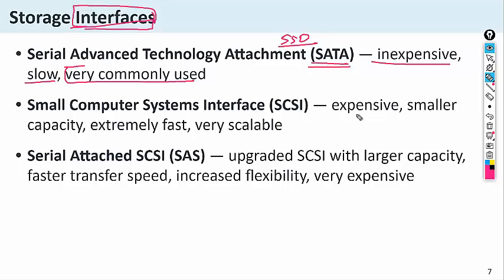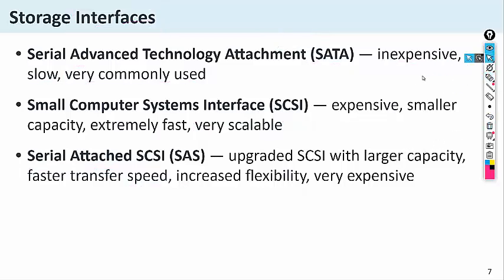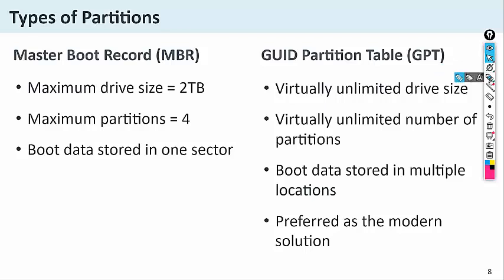Another is SCSI. It is expensive, smaller capacity, extremely fast and accessible. Generally, SCSI or iSCSI is used for providing connectivity to the data centers. Or Serial Attached SCSI, which upgrades SCSI with larger capacity, faster transfer speed and increased flexibility, and is very expensive. It is used in data storage.